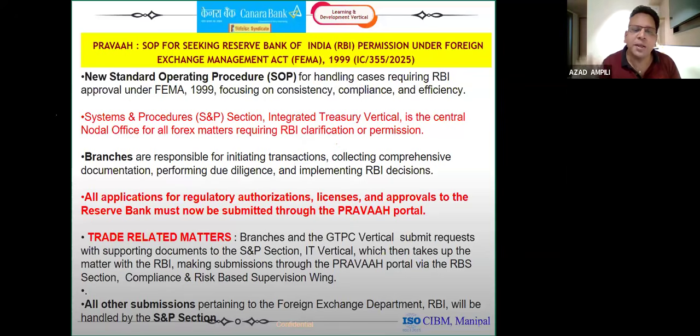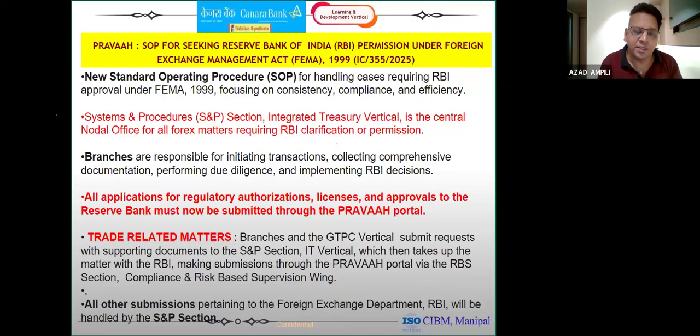Okay. So all applications for regulatory authorizations, licenses and approvals to the Reserve Bank must now be submitted to the PRAVAAH portal only. No mail business. You can't send it by mail or letter saying, sir, I want this authorization, license or approval. You have to apply through the PRAVAAH portal only. Whatever circulars we receive in foreign exchange are based on RBI circulars only. First the RBI circular will be raised and only then will our circular be used. So now we know that the SNP section is our nodal office.